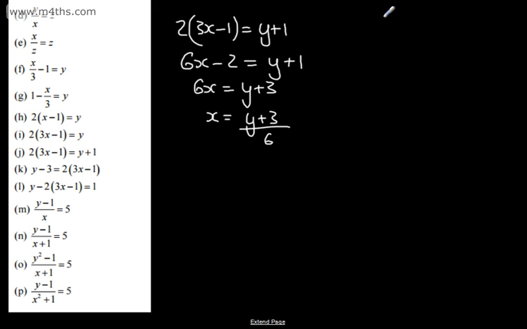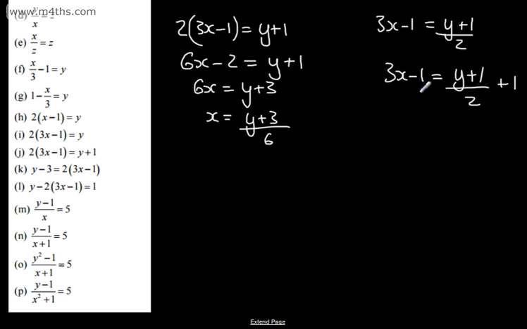Again, if you divided through, you would have had 3x minus 1 is equal to y plus 1 divided by 2. 3x minus 1 is equal to y plus 1 divided by 2 plus 1. And then we would divide all of that by 3. And if your ability to tidy up the fractions is okay from that point, multiplying through by 2 is going to give you exactly the same answer as this. So that's pretty much of a muchness.